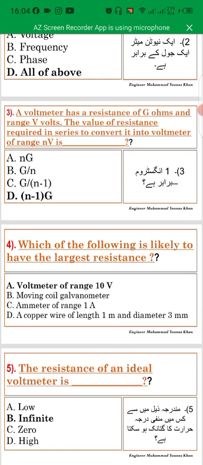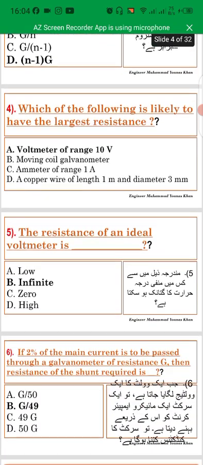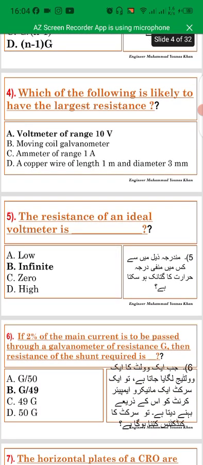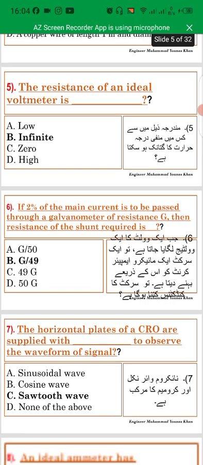A voltmeter has a resistance of G ohms and range V volts. The value of resistance required in series to convert it into a voltmeter of range NV is (N minus 1) times G. Which of the following is likely to have the largest resistance? Voltmeter of range 10 volt. The resistance of an ideal voltmeter is infinite.